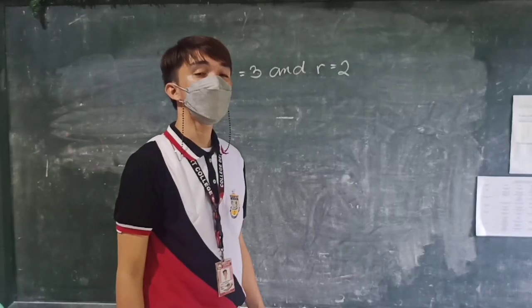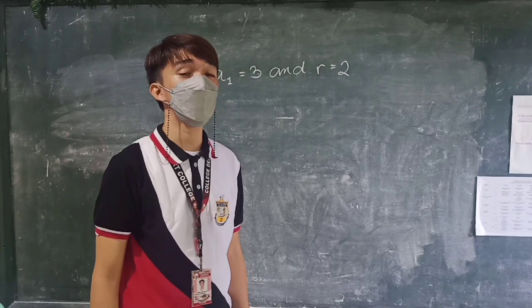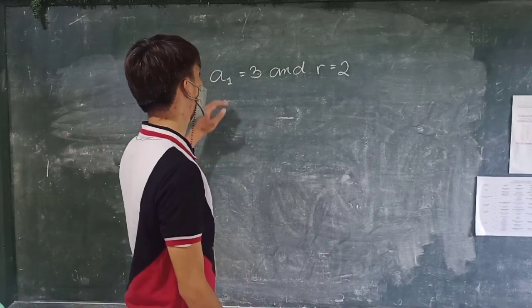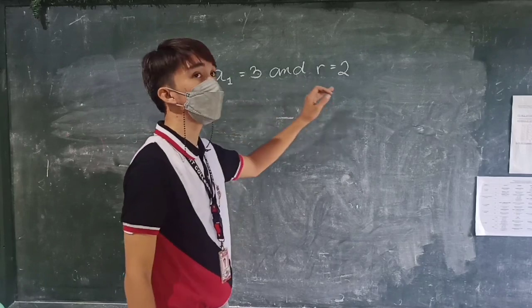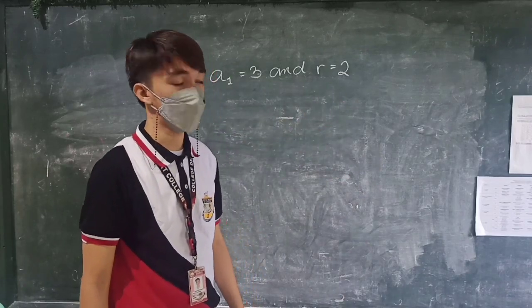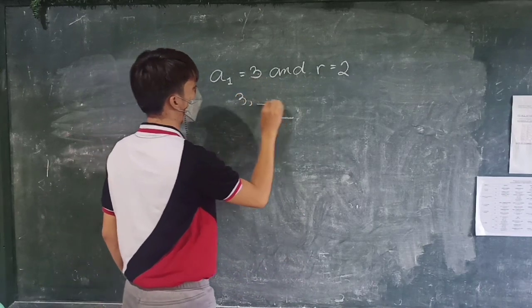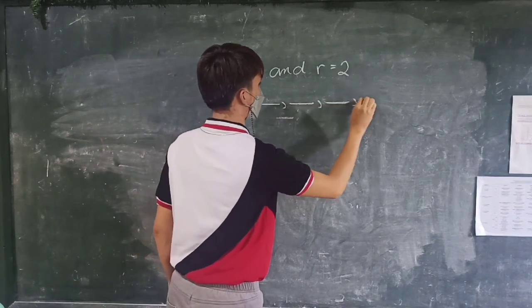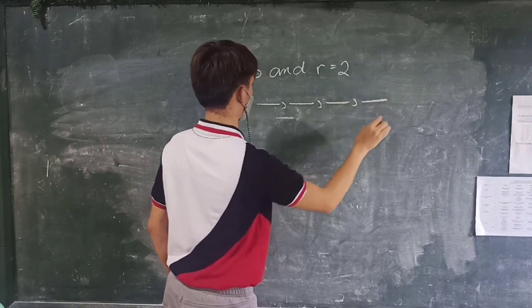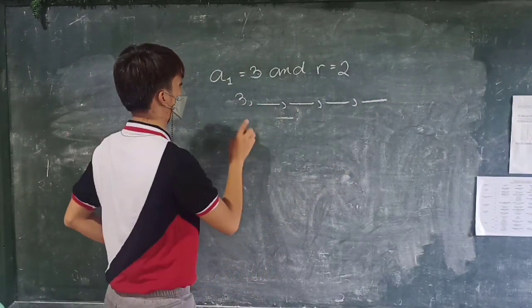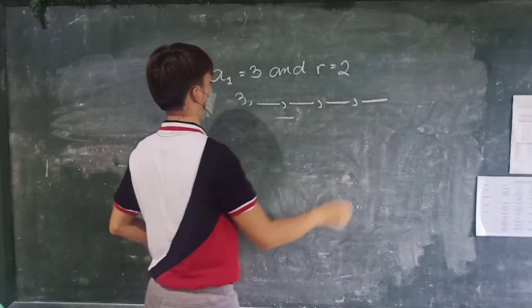Understood? This time, we are going to determine the first 5 terms of the geometric sequence given the first term, which is equal to 3, and the common ratio, which is 2. So, the first term is 3, so we'll be looking for another 4 terms, because we are going to determine the first 5 terms. 1, 2, 3, 4, 5.